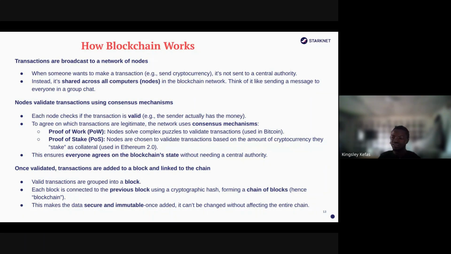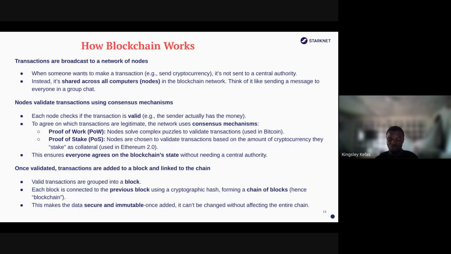And then blocks contain what? Many transactions that have been validated, right? So valid transactions are grouped into what? A block. And then at the end of the day, each of those blocks is connected to a previous block. Now that is the concept of the chain.